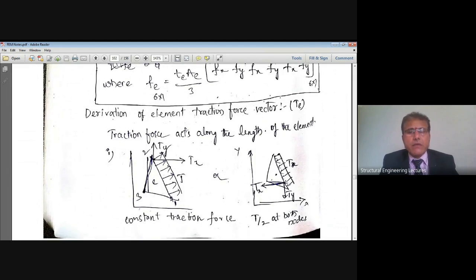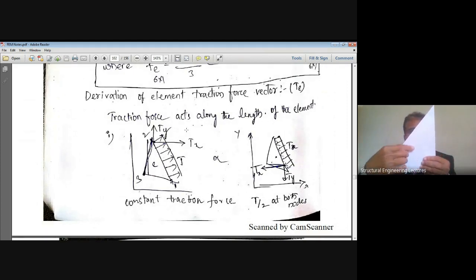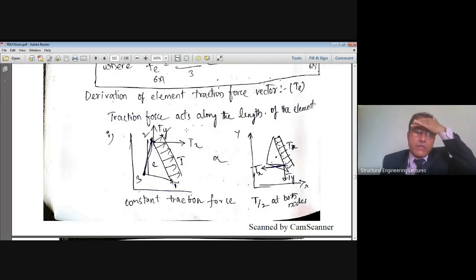Fine. Then what is the meaning of that? The self weight of this triangle, which is concentrated at the CG of this element, will share 1/3 of the self weight to node 1, node 2, node 3 respectively. That is the meaning of the element body force vector.